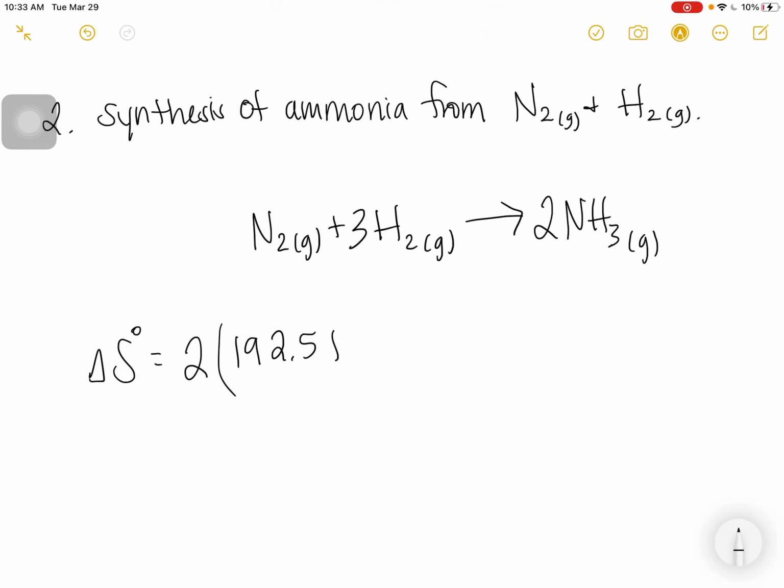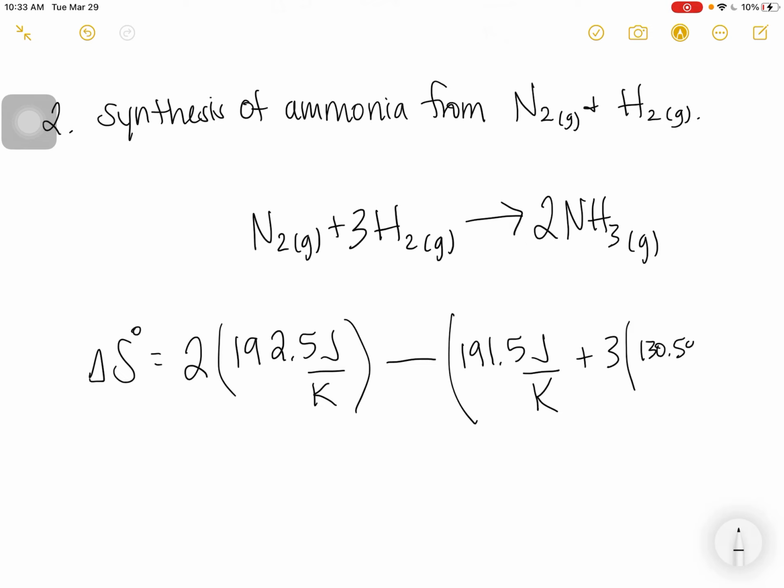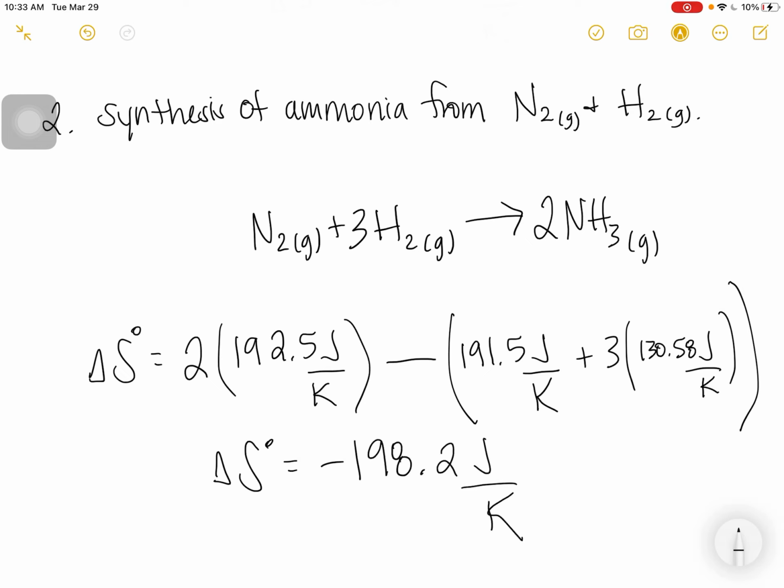Ammonia is 192.5. And I'm going to subtract from that. Again, these are not 0 because it's S and not delta H. So 1 nitrogen and 3 H2s. We do the math. Negative 198.2 joules per Kelvin is my answer.